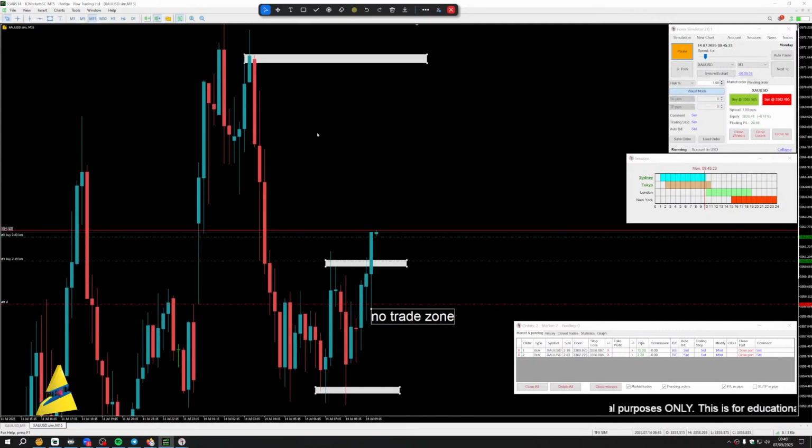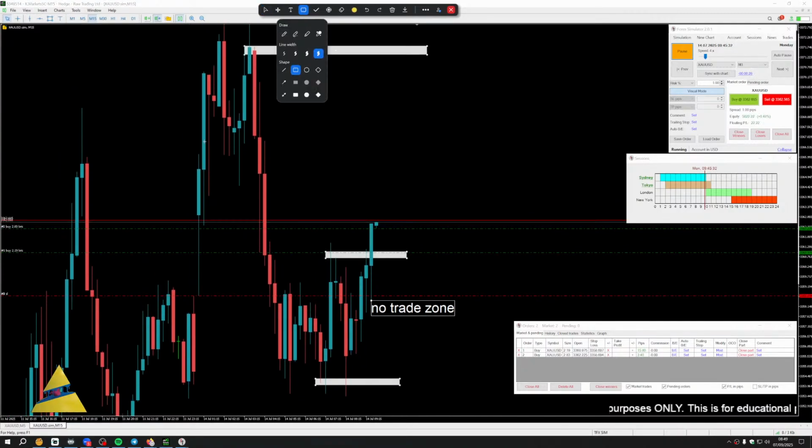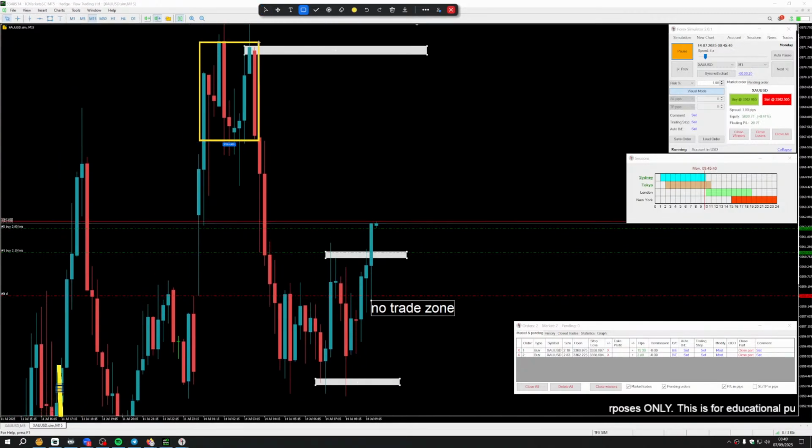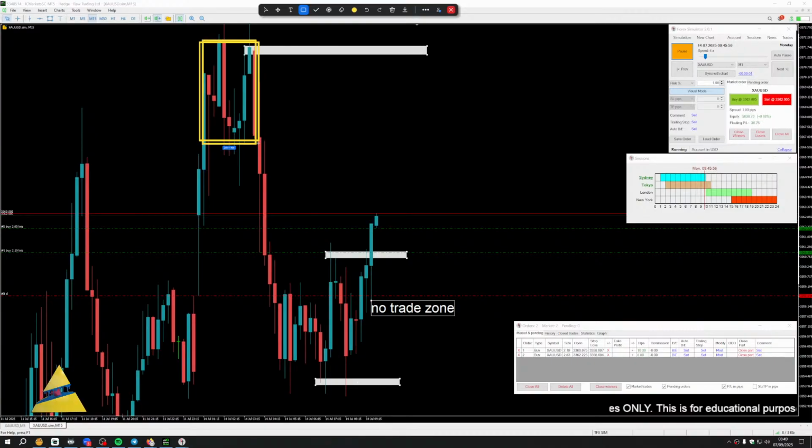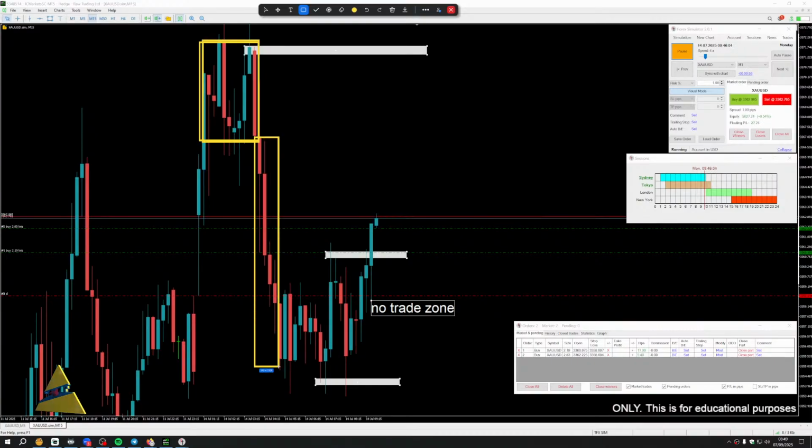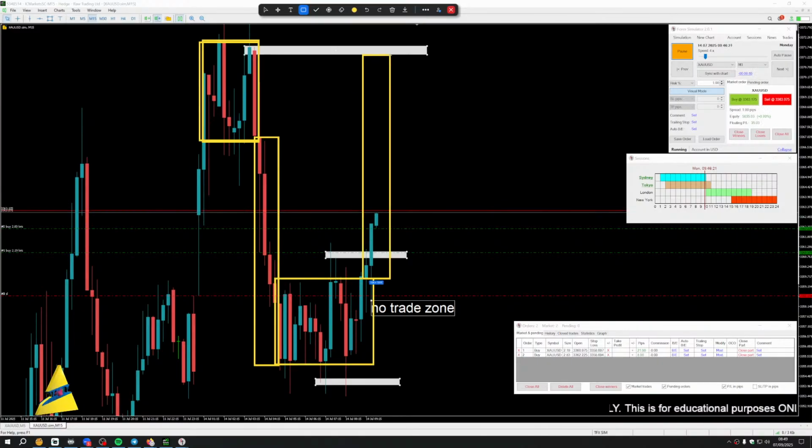It's mirroring itself. So if you look at what happened over here, price was somewhat consolidating. A little bit of a sideways movement. It's not perfect, but you can see it kind of halted for a bit here, and then it pushed down. And then it halted for a bit here. This is much easier to see. And then price moved up.